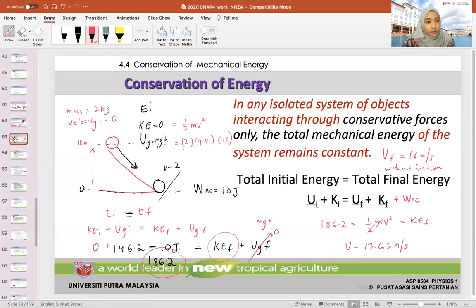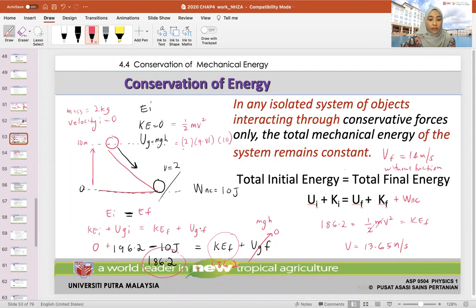186.2 is equal to 186.2. Dia still sama, initial dengan final. Cuma ada orang kacau so that initial tu jadi kurang. Ada orang kacau, nama dia non-conservative work done lah. So orang tu kacau and dia kurangkan initial energy. Dia kurangkan je, so therefore we started with a lower initial energy and therefore our final energy will also be lower.